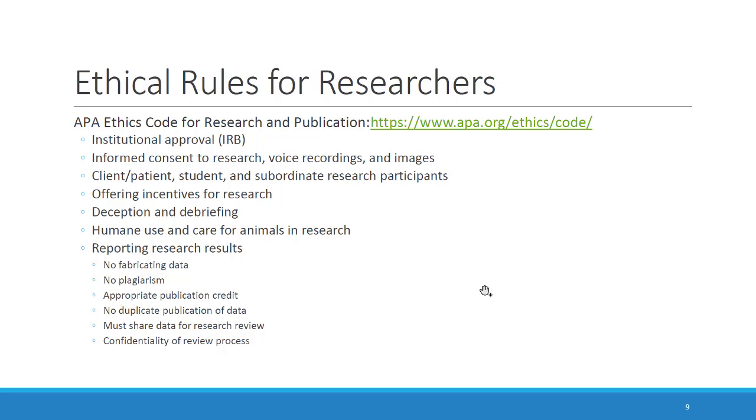You must share data for research review. So during the peer review process, lots of journals will ask researchers to submit de-identified data or anonymous data. So you can take participants' names out of it and pass it on to the review team so they can check your statistics and make sure that you've done everything correctly. And the last is the confidentiality of the review process. So as peer reviewers, we as researchers review other people's work as well. And we need to keep their work and the fact that we reviewed it confidential.